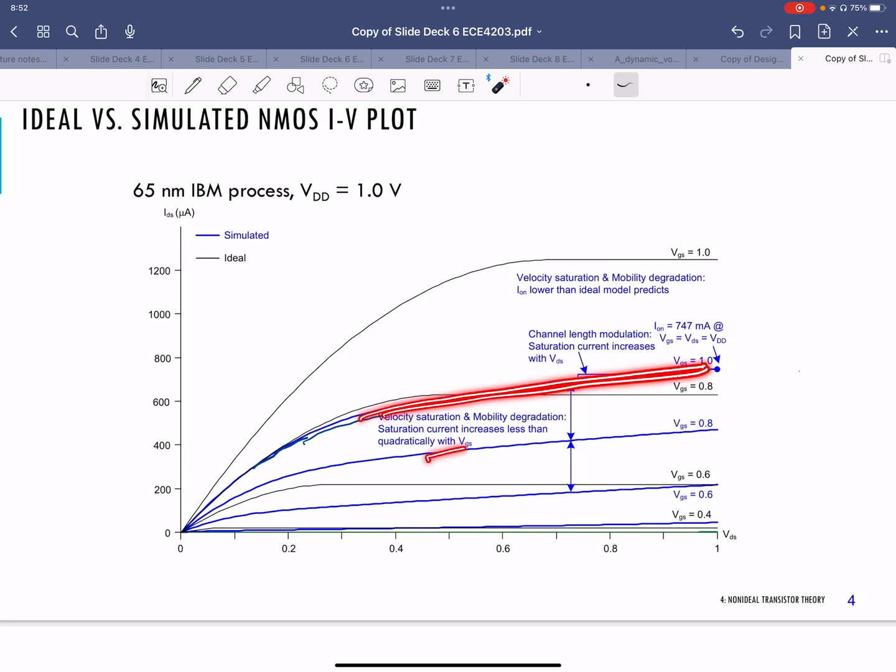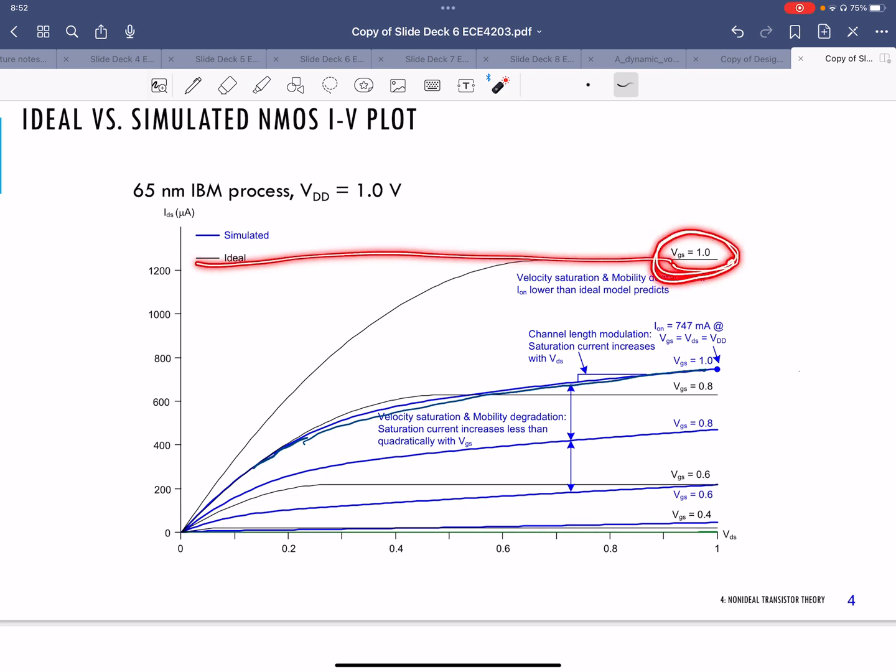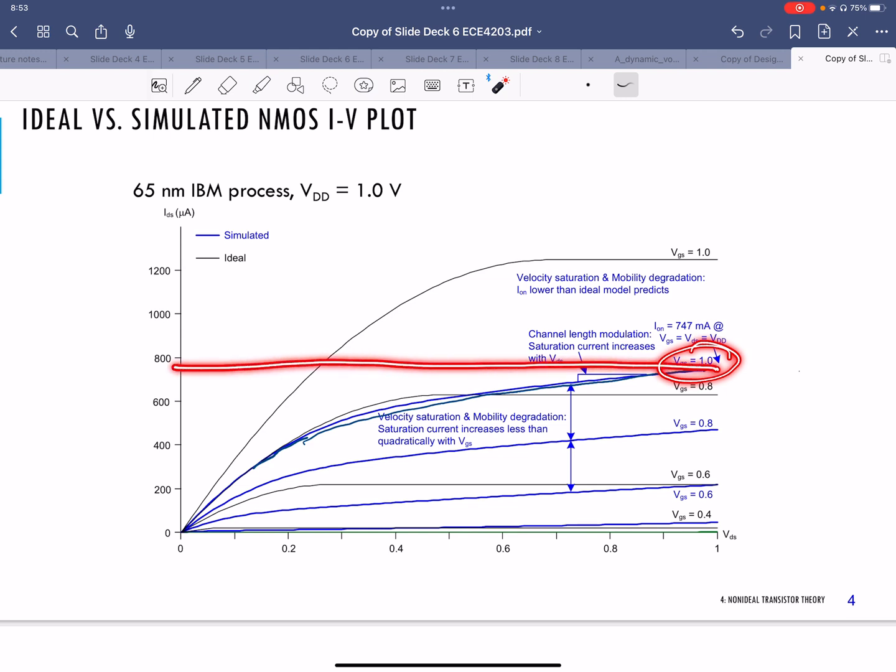It has a slope, so it's dependent on VDS. The other thing that you can see is that you get much less saturation current than you were expecting according to the model, or according to the ideal model. For example, the VGS of 1 volt says you're getting something like 1.2 milliamp, but in the blue, it has the VGS of 1 volt and it's only giving you 800 microamps, something like that. So almost 50% less current.